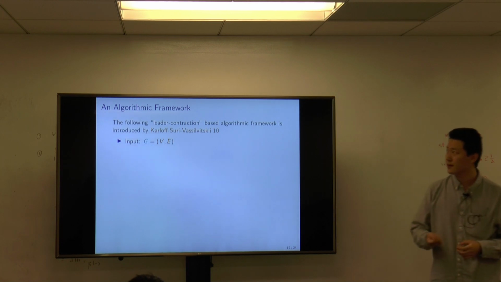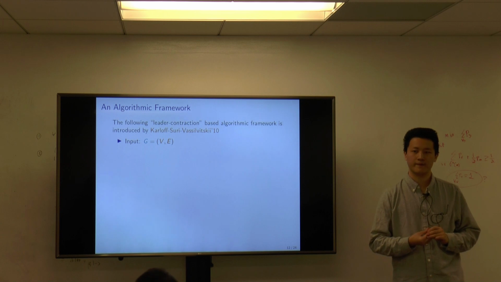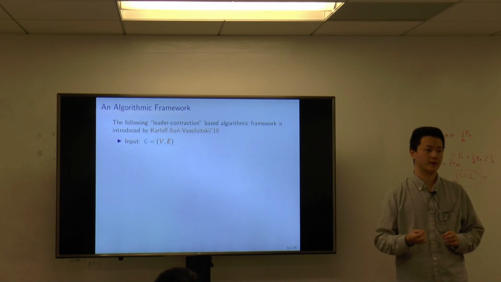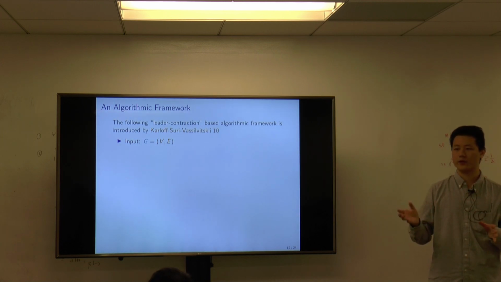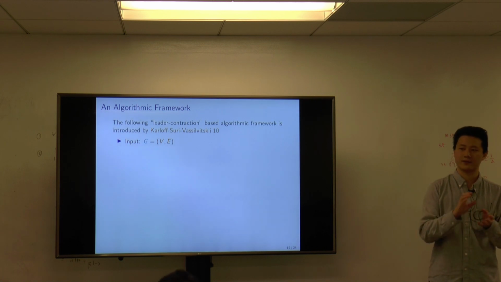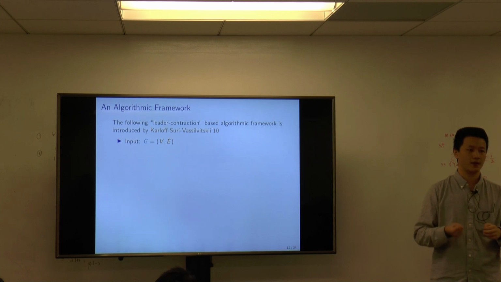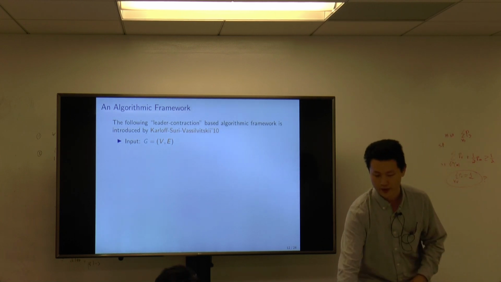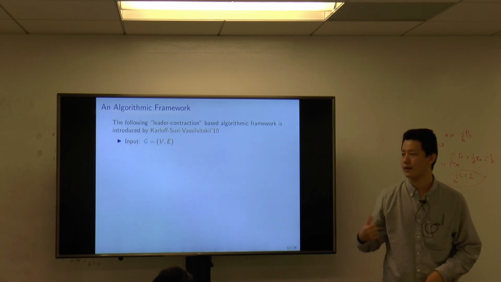Okay, so what is the leader contraction algorithm framework? How do you find the connected components? Each time we can choose some leaders, and then we try to contract the non-leader vertices to the leader vertices. Then we repeat this until each connected component is contracted to a single vertex. Formally, we have an input graph G, an undirected graph, with the vertex set V and the edge set E.